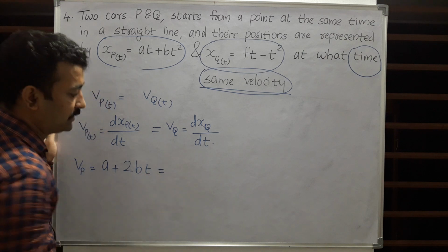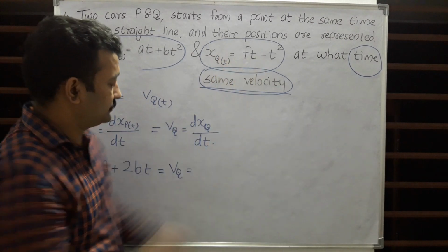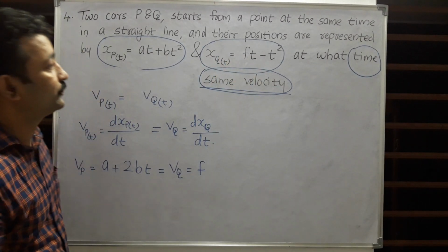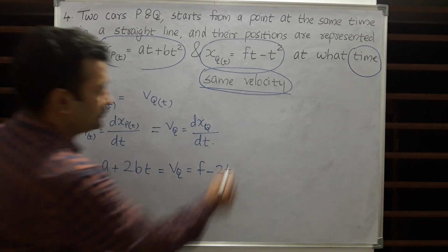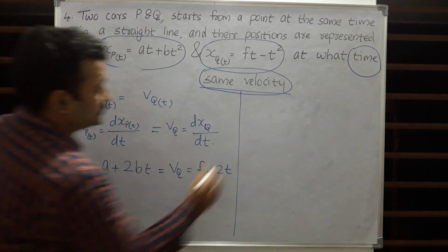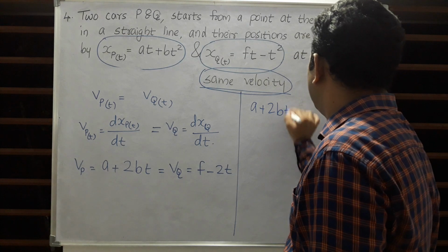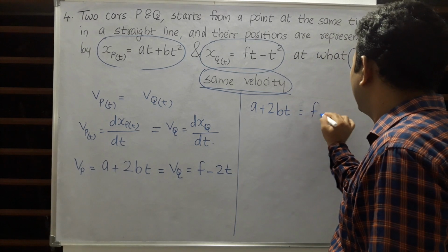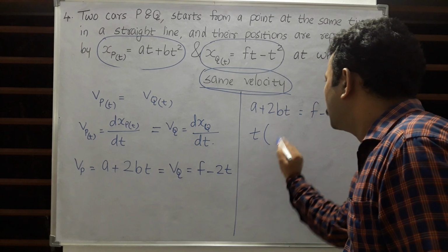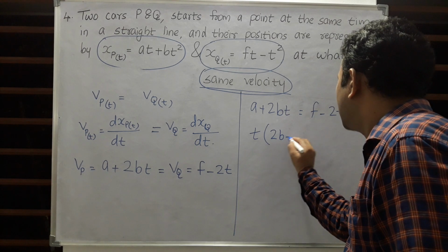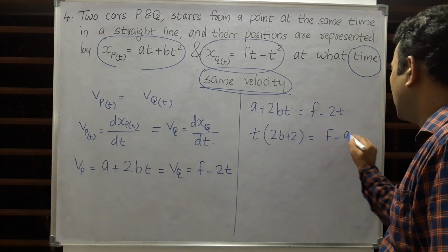This is given as equal to velocity of Q, which is equal to, differentiating this, ft will give me f minus 2t. So I've got the expressions. Now equate them. So I've got a plus 2bt is equal to f minus 2t. Collect the terms of t. This will become t into 2b plus 2, which is equal to f minus a.